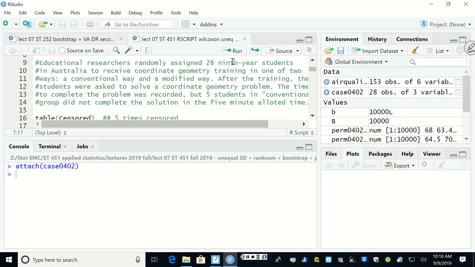But after the training, the students were asked to solve a coordinate geometry problem, and the time was recorded. And 5 students in the conventional group did not complete the solution in the time. So does one teaching method lead to faster or more correct solutions, right, for this?